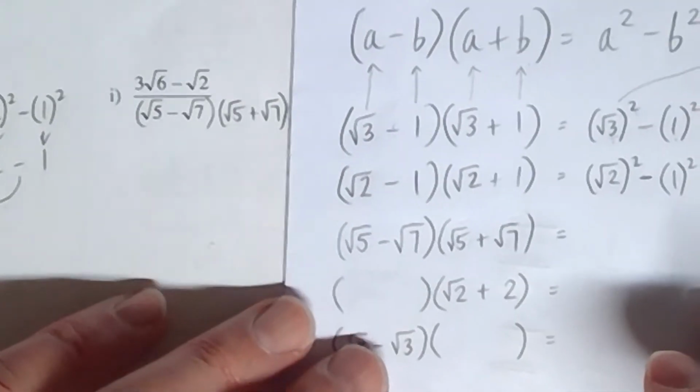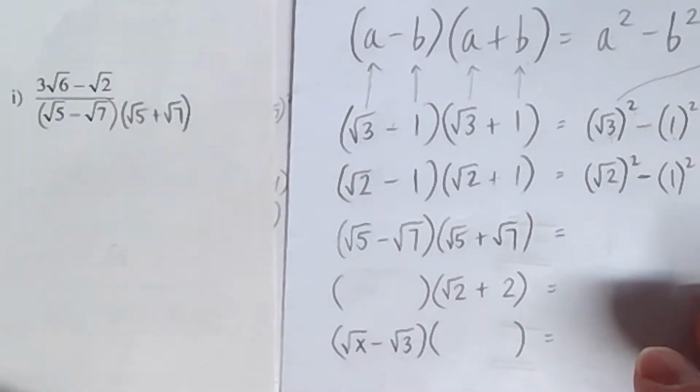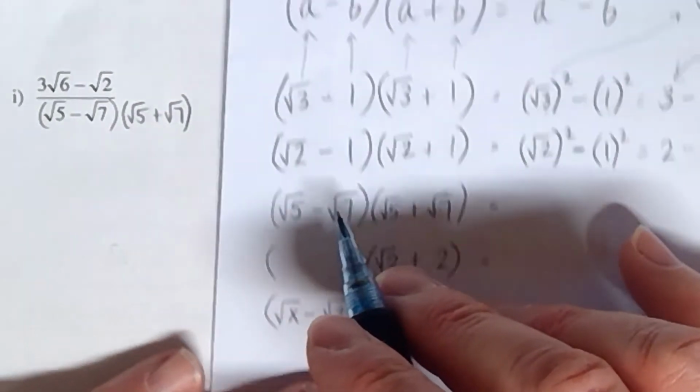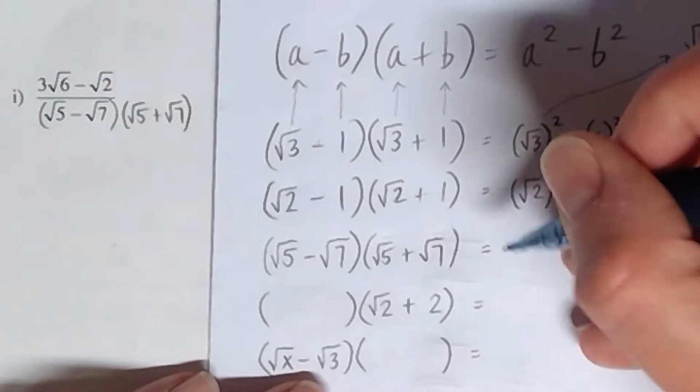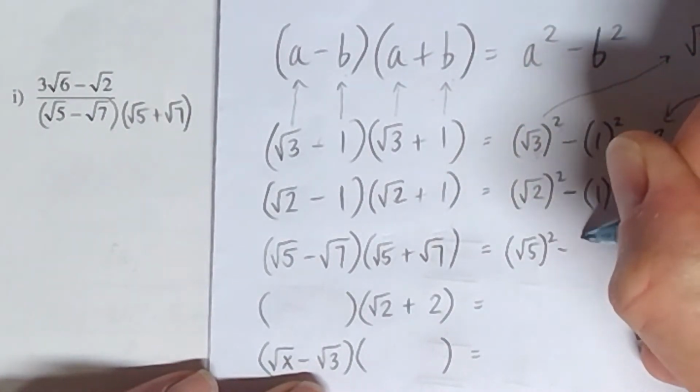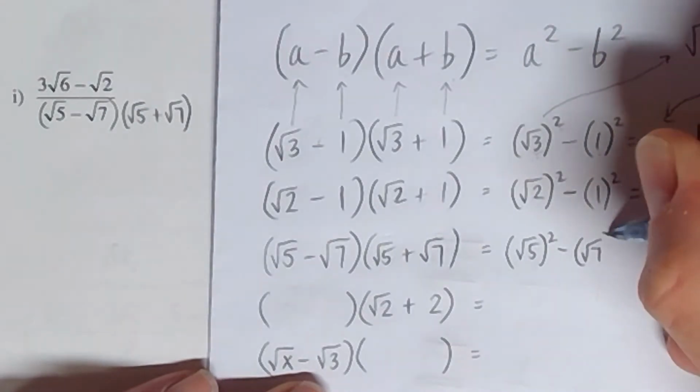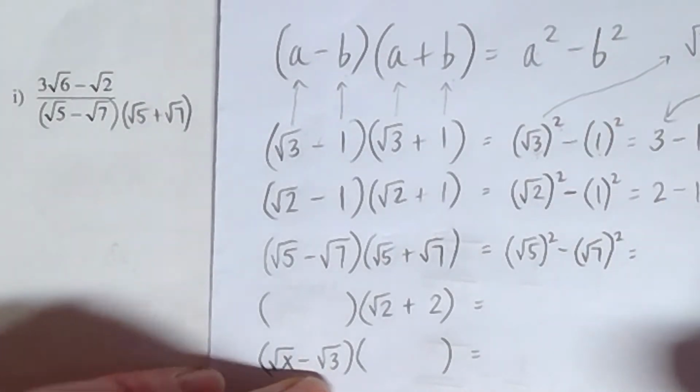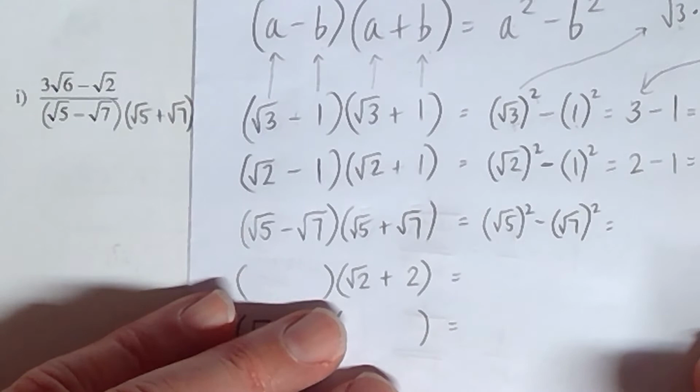Okay, what is that going to end up being equal to? Let's take a look. According to the formula up here at the top, it's going to be square root of 5 squared minus square root of 7 squared. Again, exponents come before subtraction.